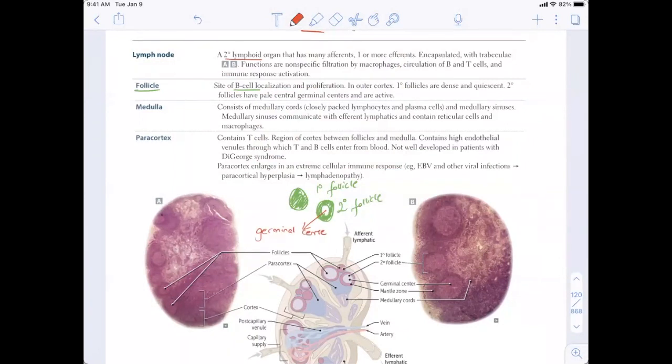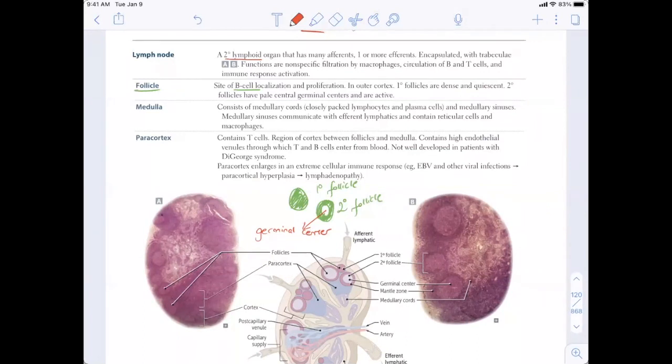Okay. Now, hear this. Your germinal center is not unique to your lymph nodes. Germinal centers can also be seen in the spleen, okay? So the moral of the story is your germinal center is a site of B cell production, okay? B cell production is for your germinal center. So going forward, wherever you see germinal center, not just lymph node, remember that that's an area for B cells.